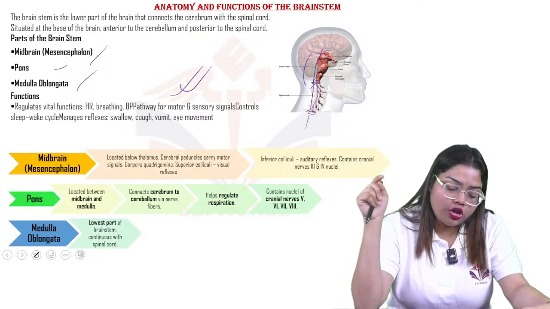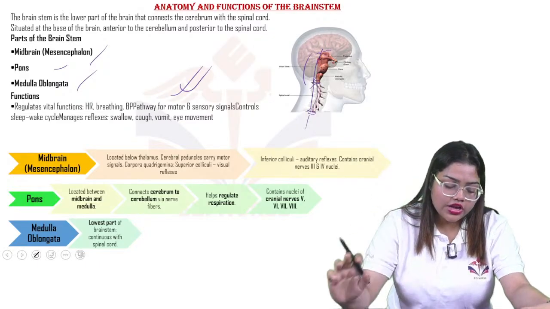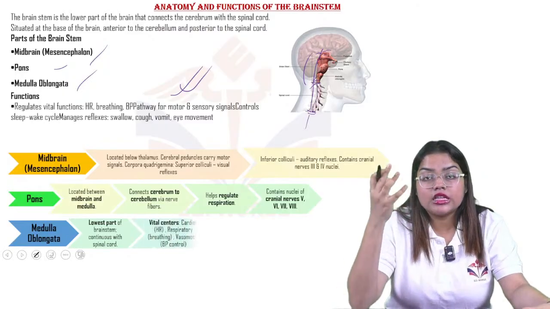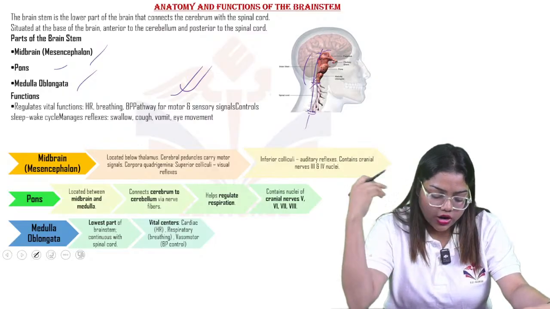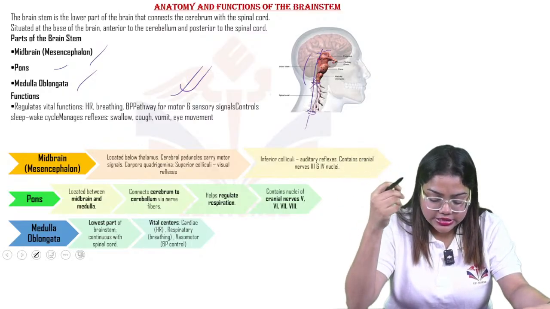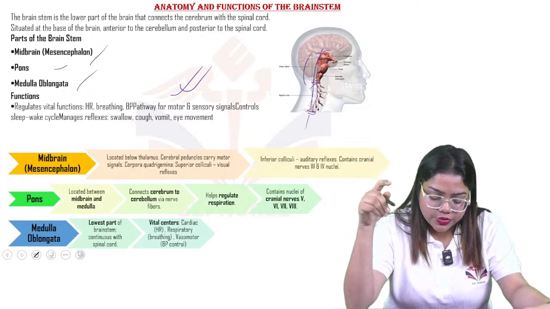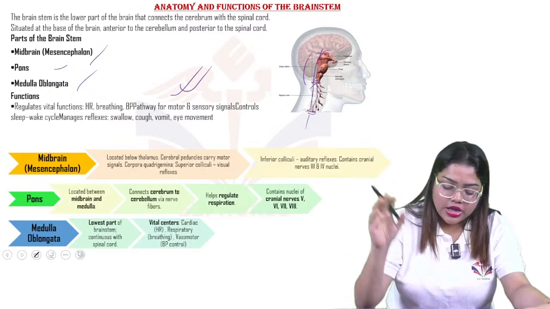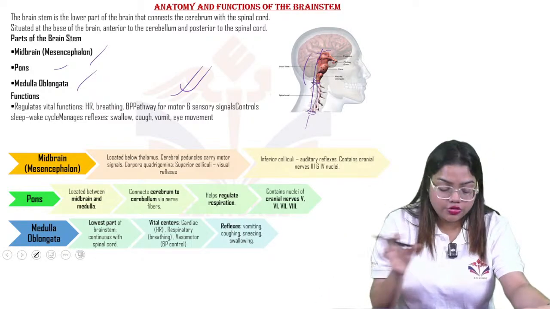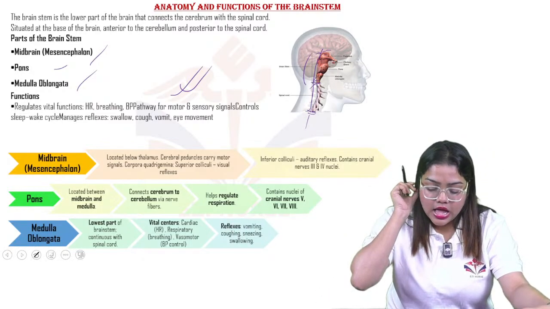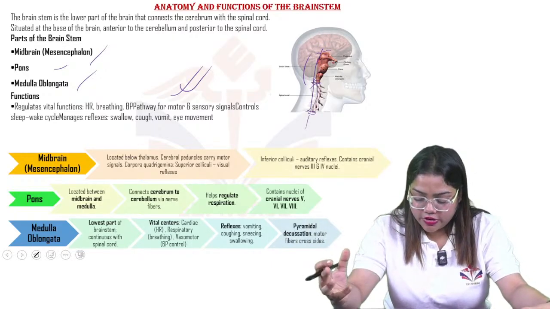Lastly, we have the medulla oblongata, which is the lowest part of the brainstem. It continues with the spinal cord, and the vital centers like cardiac, respiratory, breathing and vasomotor or blood pressure control are controlled by the medulla oblongata. The reflexes it produces are vomiting, coughing, sneezing, swallowing.